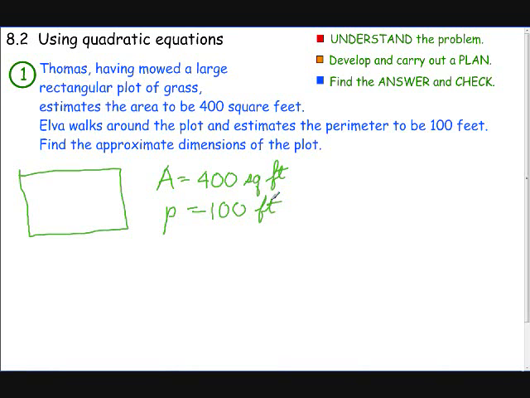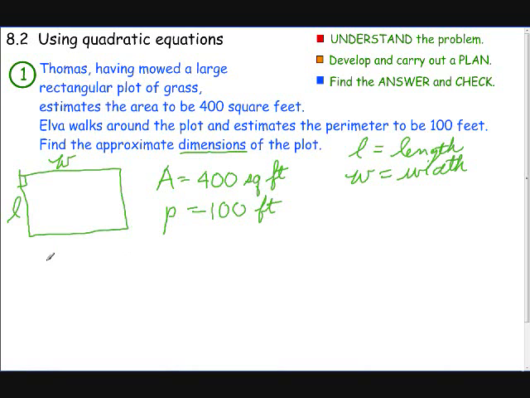Find the approximate dimensions of the plot. So what we're looking for are the dimensions. It's rectangular, so I'm going to say L equals the length and W equals the width. Now I could have put them the opposite way. I could say this is the width and this is the length. Doesn't matter, as long as they are at right angles to each other.